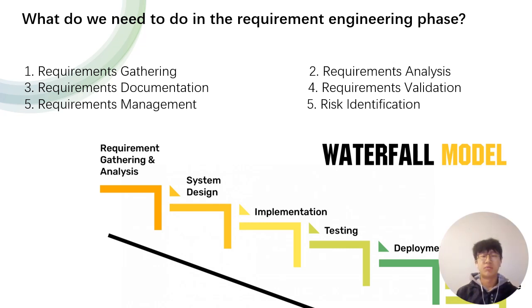The fifth one is requirements management. I think we can establish a change management process to handle any potential requirements change that may arise in the later phase. If we use the waterfall model, it's hard for us to change the requirements once we have begun. In the later phases, we track the status and modifications of requirements, ensuring that documentation remains current.